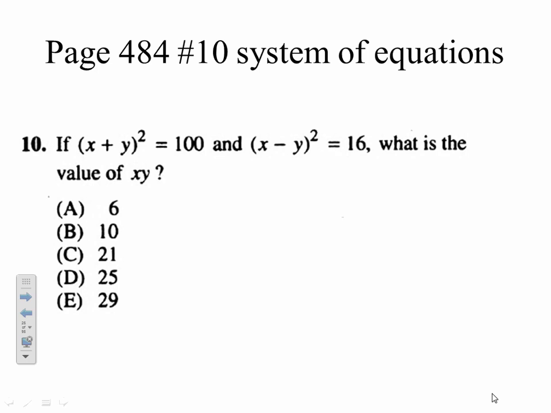This is question 10, page 484, and this is test 2, section 8. So it says, if (x + y)² = 100 and (x − y)² = 16, what is the value of x times y?